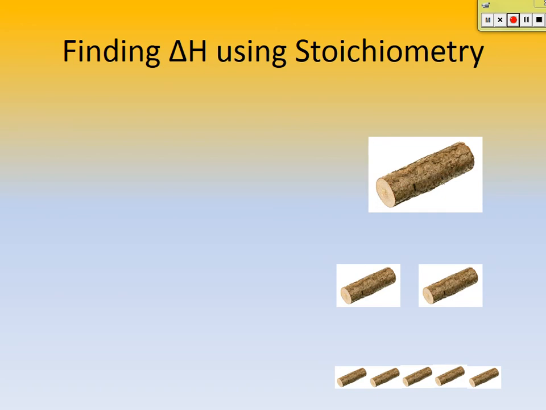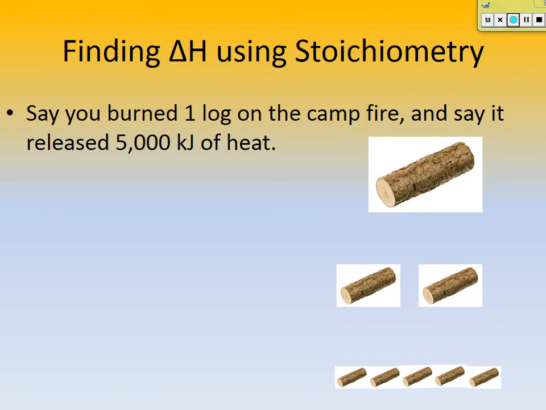I wanted to kind of introduce this topic with just kind of the basics of what delta H and stoichiometry mean. Okay, so I've got a little example here. Stay with me. So say you burned 1 log. So here's the 1 log that you're going to burn on your campfire. And say it released 5,000 kilojoules of heat. So 1 log, 5,000 kilojoules of heat. Okay? Yeah, we know when you burn something on a campfire, it releases heat, and so you could measure it and say it's 5,000 kilojoules.